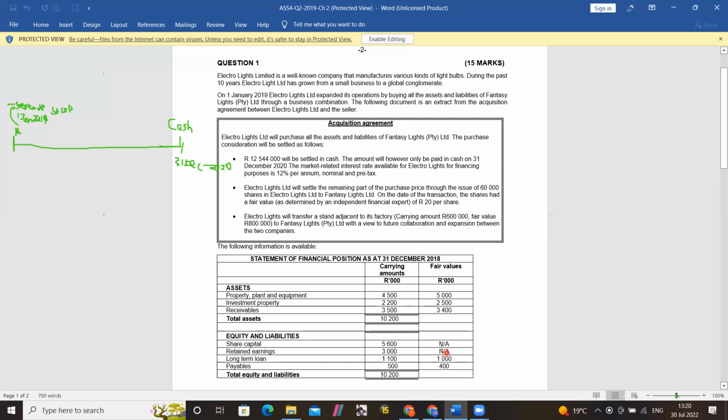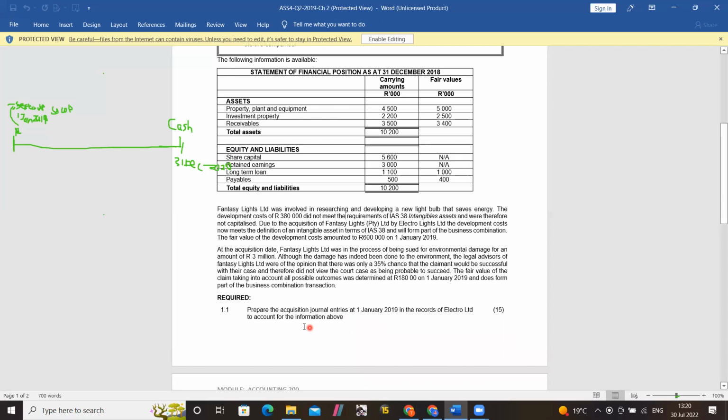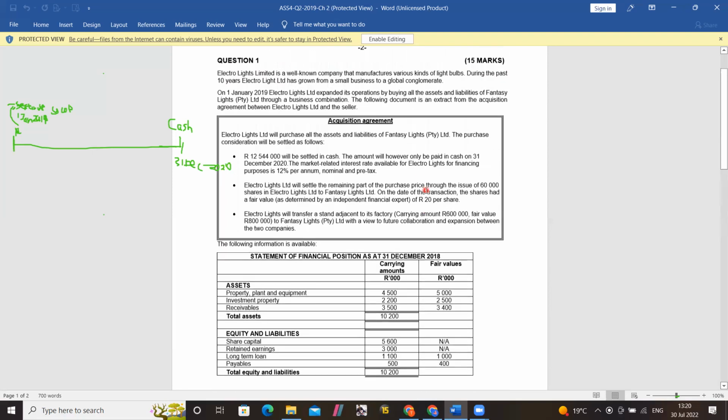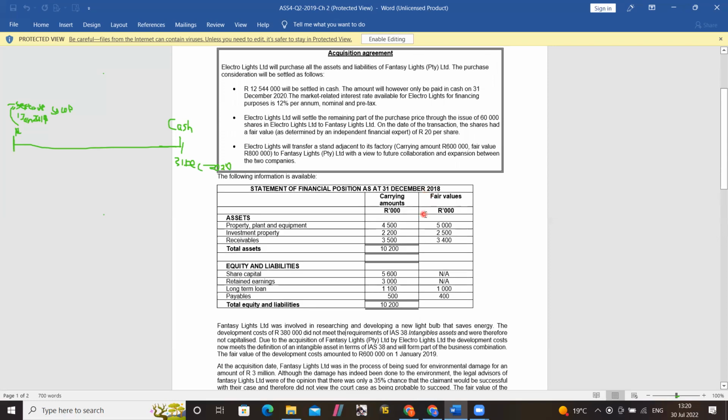So that's basically what they want here, right? Those journal entries. So how do we do the journal entry? The first thing is we debit the assets at fair value. Remember, debit the assets of the sub at fair value, right? So you're going to say property, plant and equipment, 5 million debit.